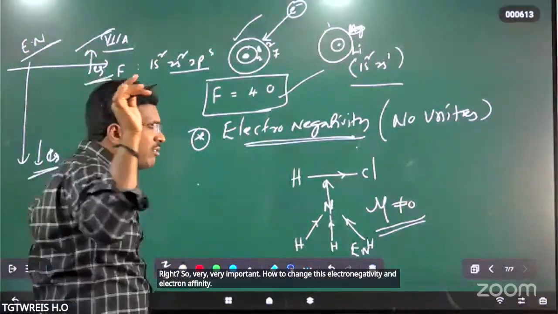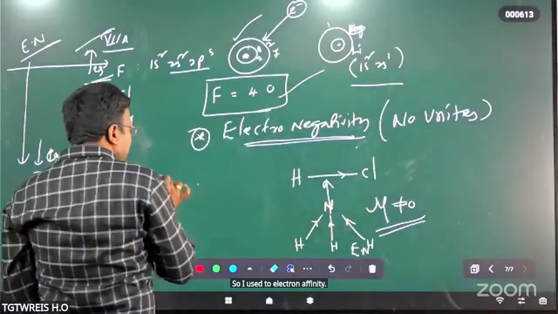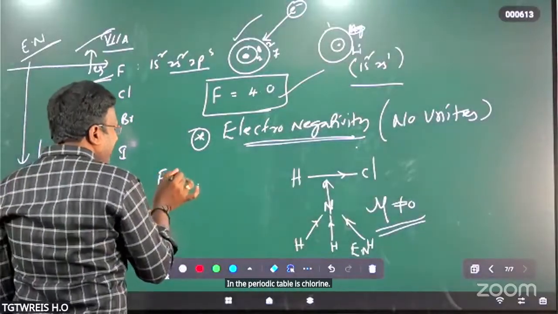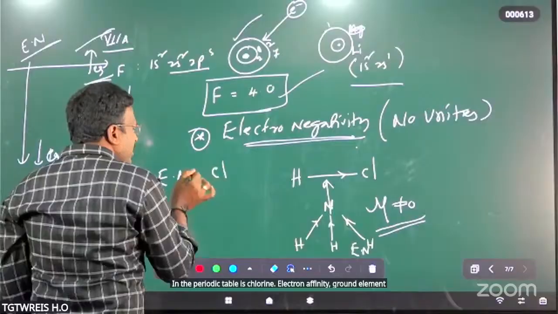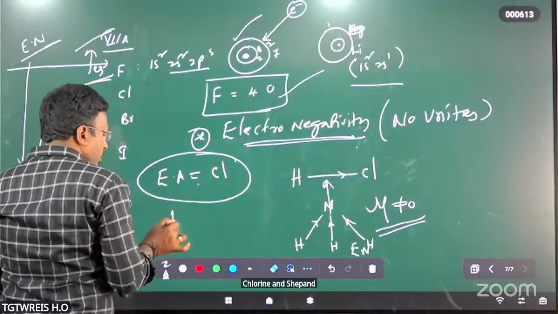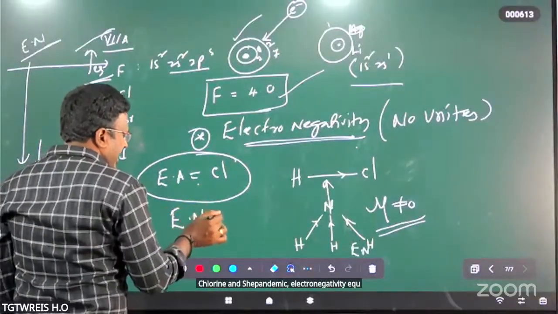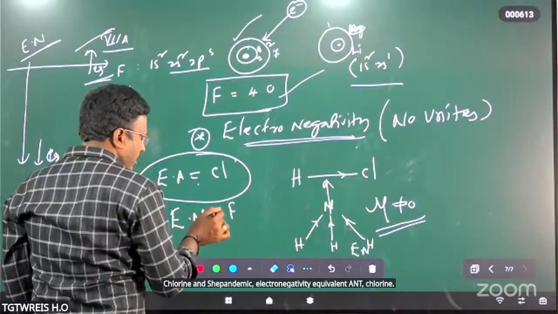So the highest electron affinity in the periodic table is chlorine. If asked which element has the highest electron affinity, say chlorine. The element with the highest electronegativity is fluorine. Very, very important.